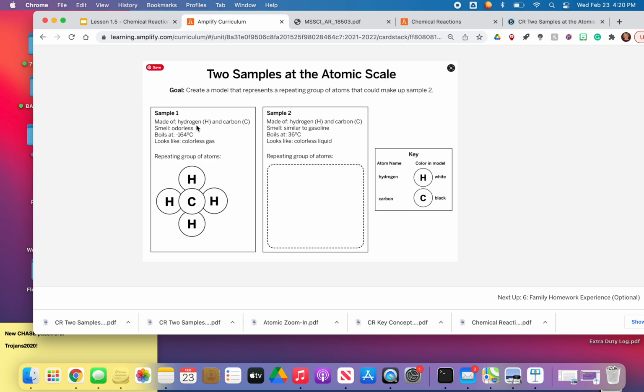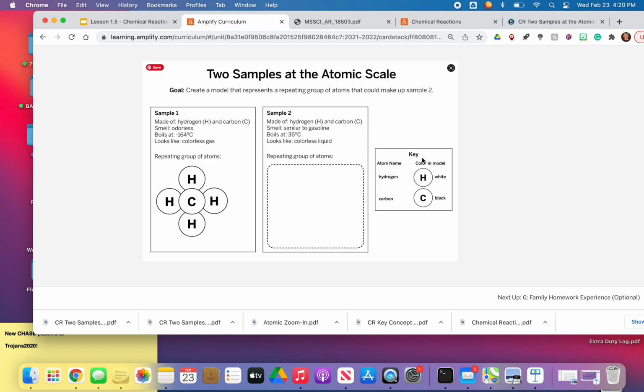Sample number 1 is made of hydrogen and carbon. The smell is odorless. It boils at negative 164 degrees Celsius, and it looks like a colorless gas. So that's what this looks like. You notice that nowhere here does it tell me how many hydrogen and how many carbon I have. And that's okay, because they just want to make sure that you're understanding the structure of a molecule and that the atoms have to touch. Okay? So we've got 4 hydrogen and 1 carbon.